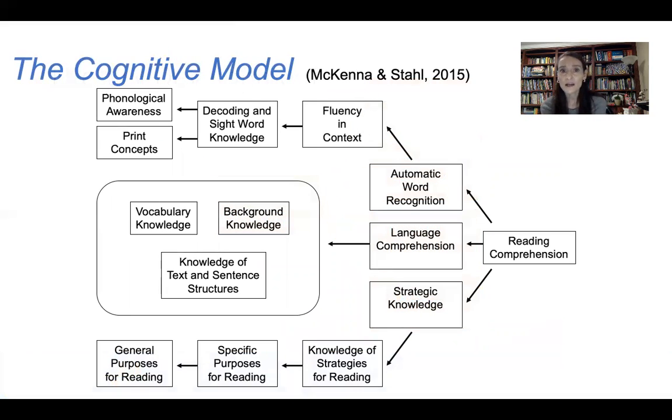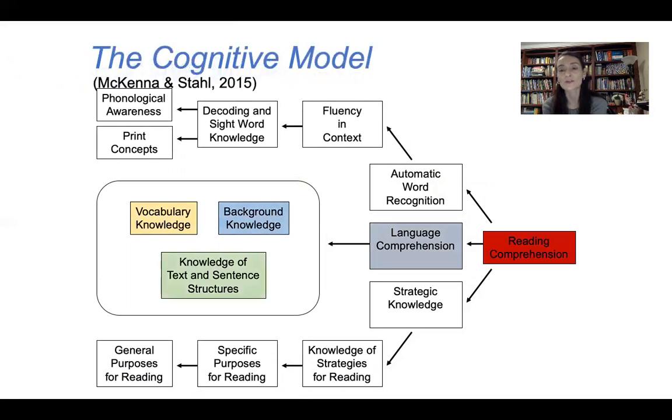So when we think of the cognitive model, something that we have been referring to across all the sessions that we had so far, we know that the ultimate goal of reading is reading comprehension. And to achieve that, we will need to have automatic word recognition, language comprehension, strategic knowledge. For the language comprehension component, we know that the understanding of words, the vocabulary, is essential, as well as background knowledge about the topic and about a specific concept.